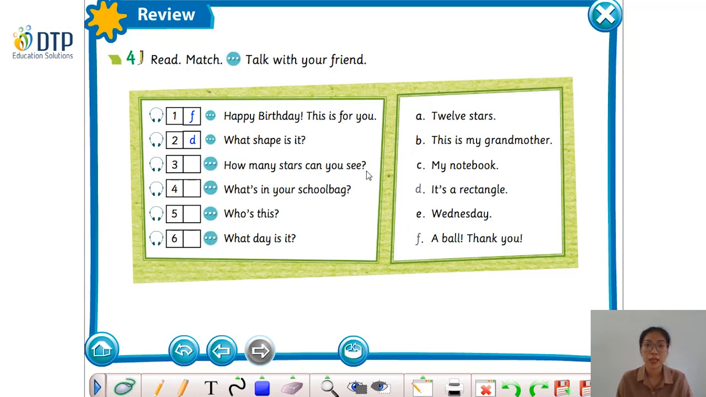Good job, is A. Good. How many stars can you see?